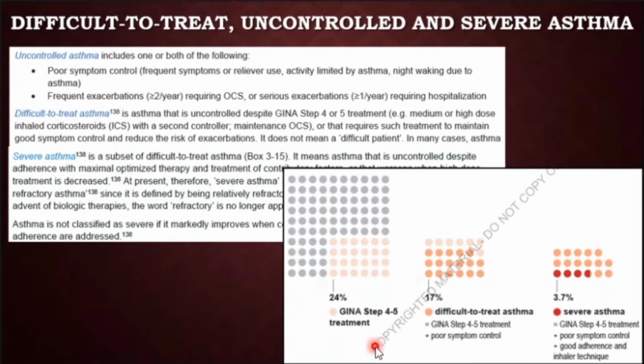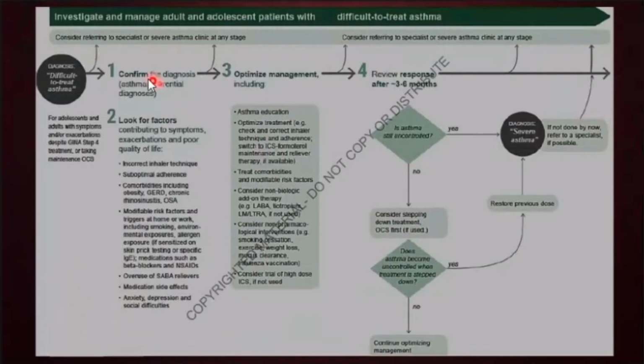Okay, so how do we treat? How do you approach this entity, this category of asthma? First thing, confirm the diagnosis. Again, go back to the basics, confirm your diagnosis, and look for other differential diagnoses. Okay, look for any factors that may contribute to the difficulty in controlling or treating asthma. Whether there's incorrect inhaler technique, which is the most common. Okay, the patient is not adherent, has other comorbidities such as obesity, gastroesophageal reflux, obstructive sleep apnea, or chronic rhinosinusitis.